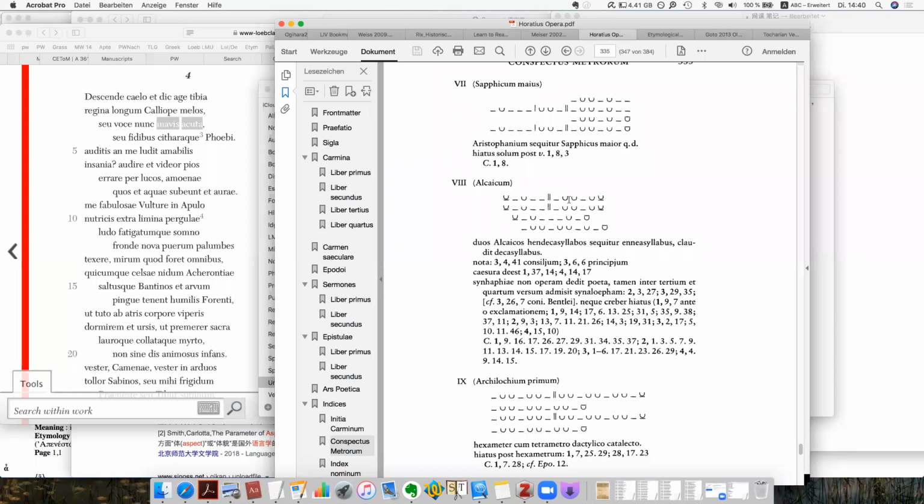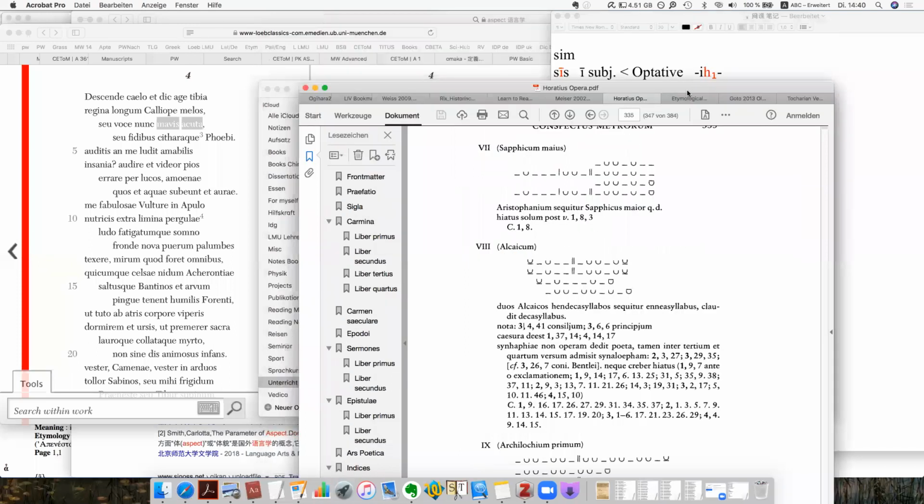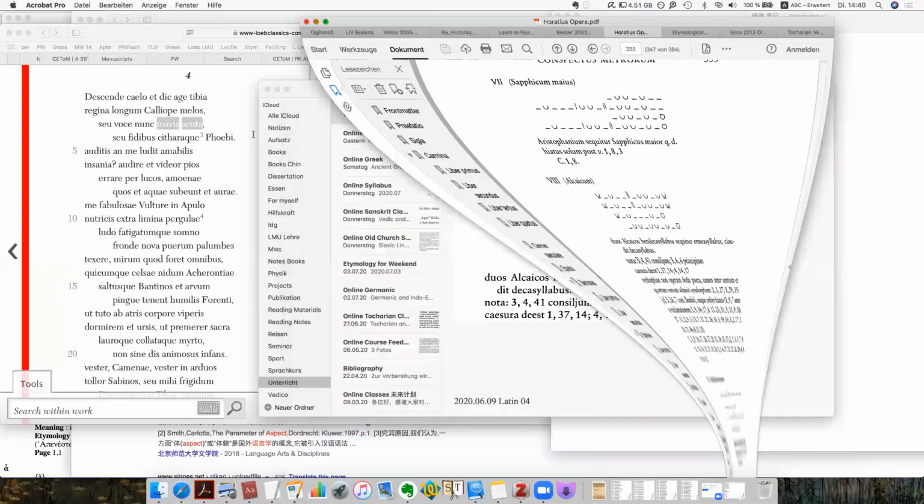Okay, so this is the meter, and you can check it yourself. We don't actually need to check it now. This is these four lines. We have already read the four lines. So the metrical structure of the first four lines looks like this. Okay, so let's analyze the text.